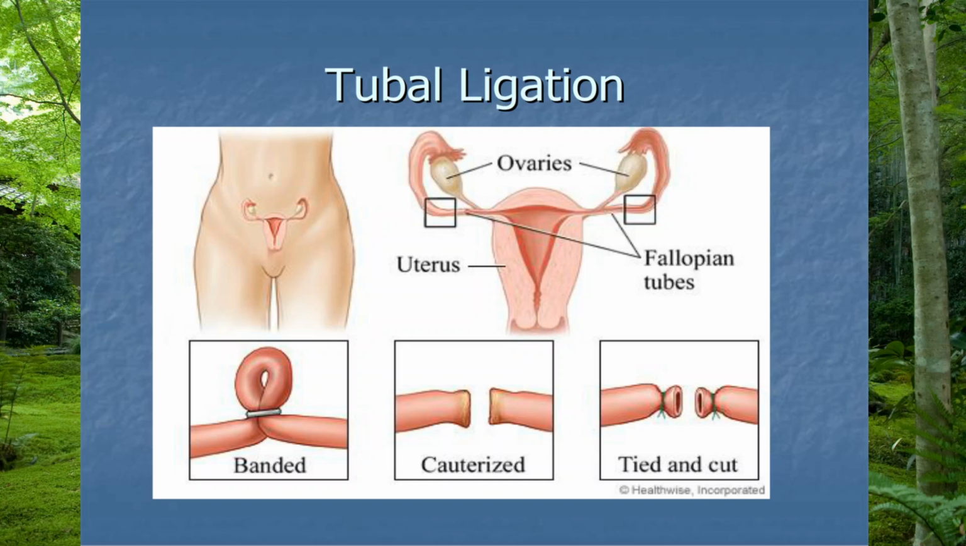Unfortunately, it's also one of those types of birth control that you need to be really sure that you don't want to have kids, because it does have a fairly low success rate if you want to reverse it. Typically, it's less than 50%. But a lot of couples do look on tubal ligation as a very reliable form of birth control once they're sure that they don't want to have any more children.